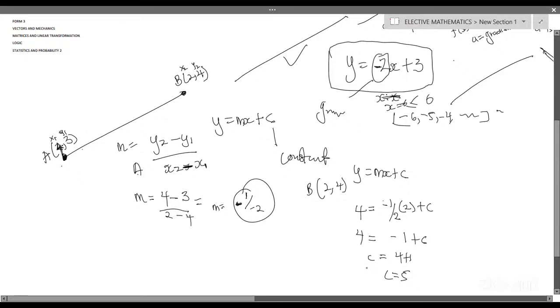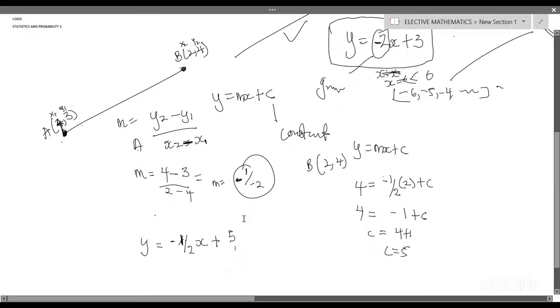So now we've gotten our c to be 5, which is our constant. And then we know our m, which is our gradient, to be just minus half. So now we can fit this into our equation. The equation of the line is y equals our m, minus half, x plus what is our c? 5. Get the point.